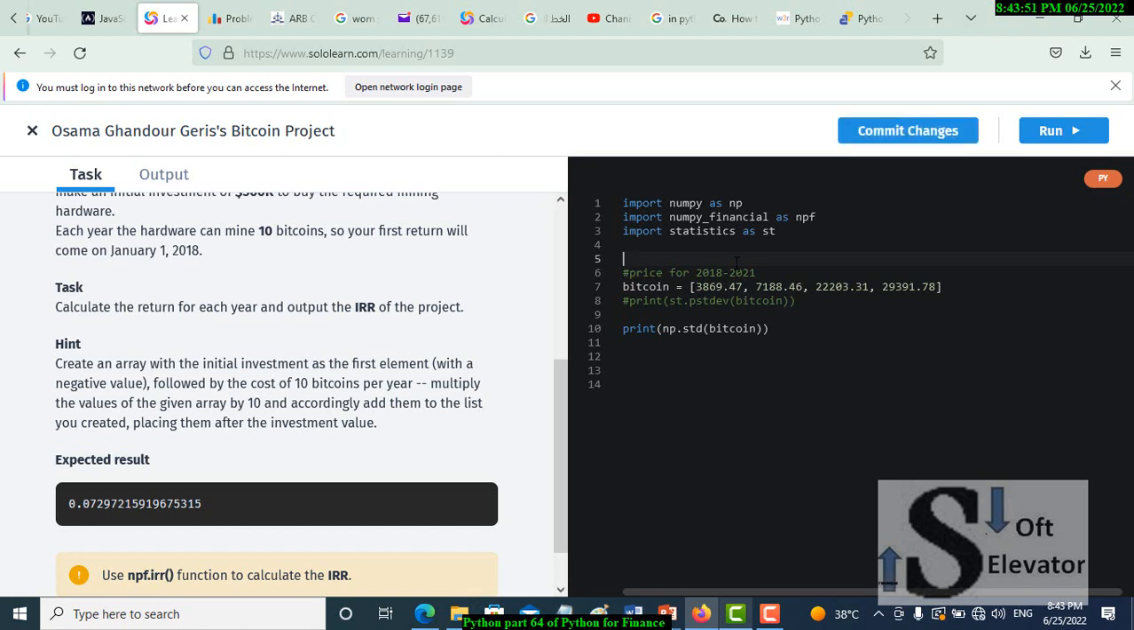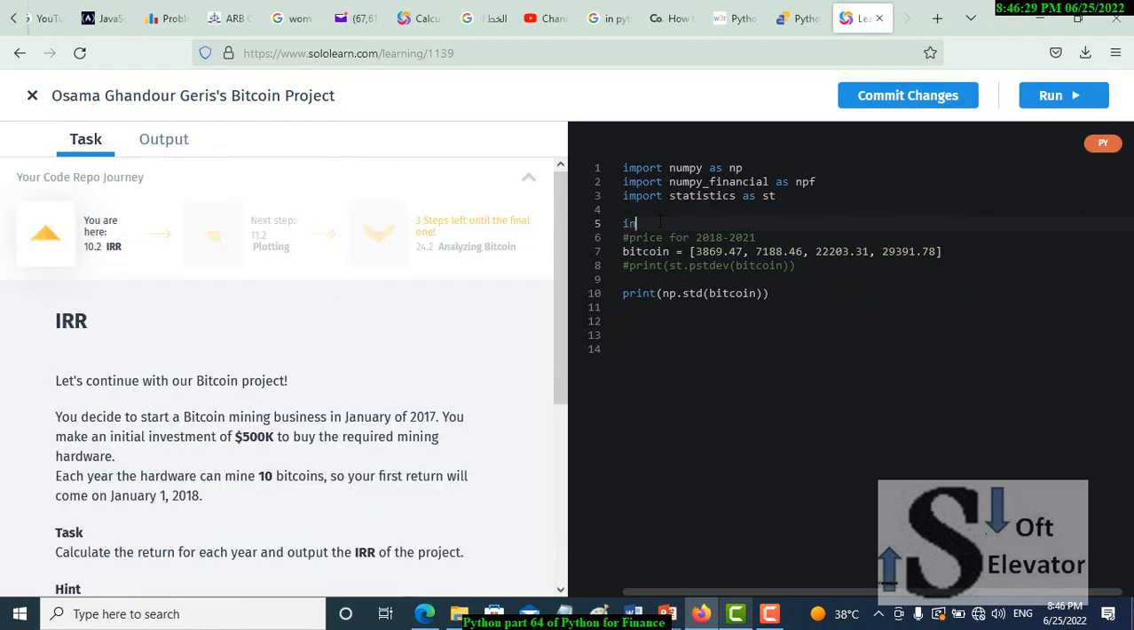create a variable invest equals minus 500,000. Okay, and then this one we will put it as a comment because we don't need this output. So hashtag, and then we need to multiply the array of bitcoins by 10.